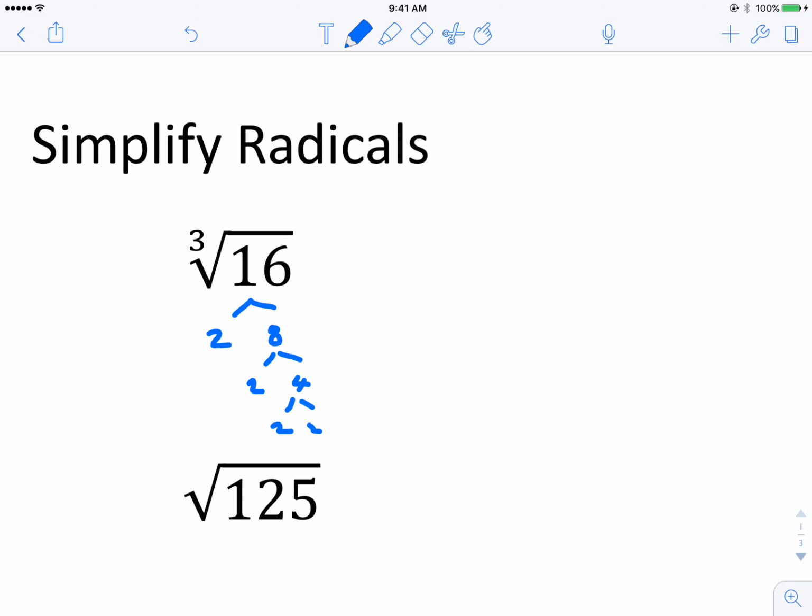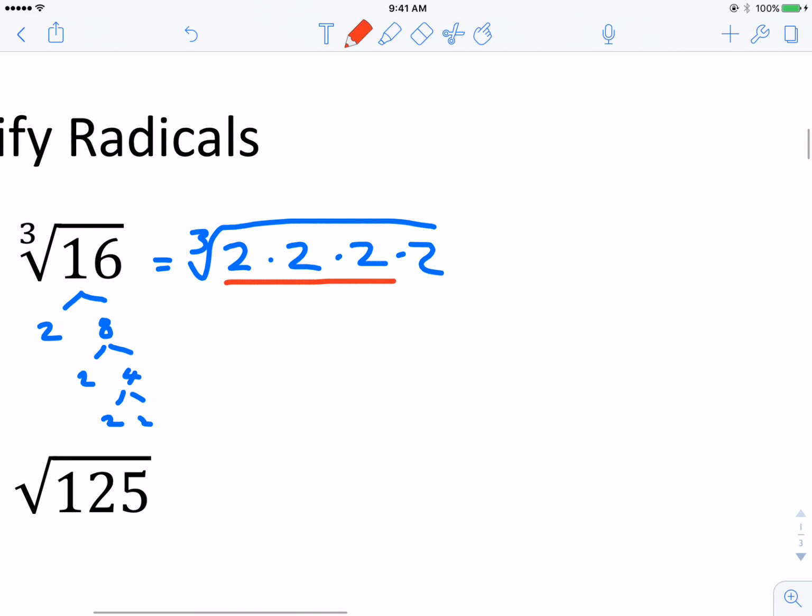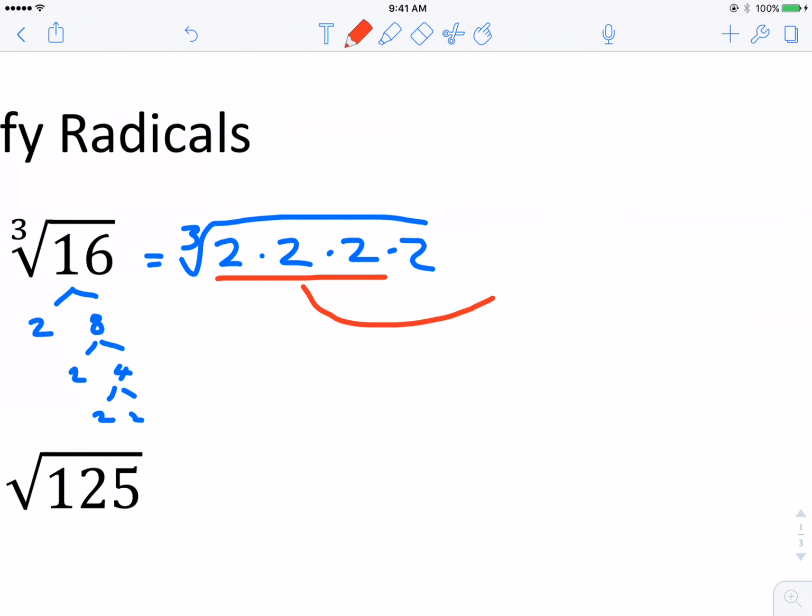But that would be the first step. The next step is we would write our root sign. Don't forget that little mini 3 there. If you don't have that, then you're changing the question. So this is the cube root of 16, which is the cube root of 2 times 2 times 2 times 2. Because I am looking for the cube root, I look for groups of 3. There's my group of 3. Well, this lone 2 comes out of my radical. And then I write down what's left over. So I still have the cube root of this lone 2. I simplified the cube root of 16.